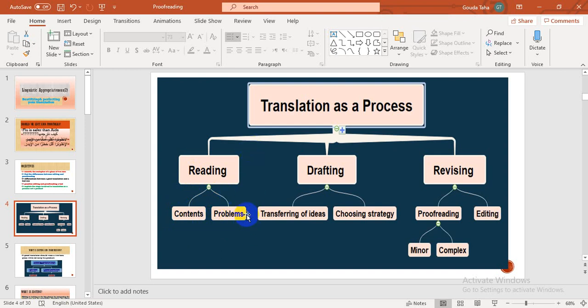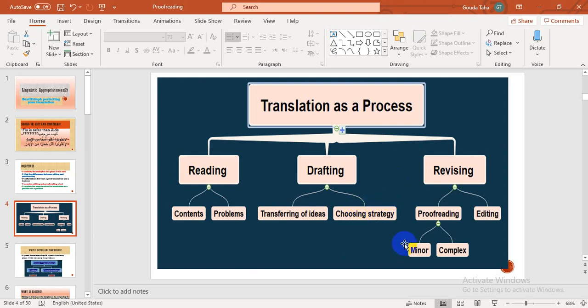And then after you're done with the first stage, you need to go into the drafting stage. In this step, you are going to make your rough draft of the text. So you are transferring ideas and you are choosing the suitable strategy. As long as we divide the text into 3 main types, an informative text, an expressive one, or an operative one, you should keep in mind what is the appropriate strategy for translating this text.